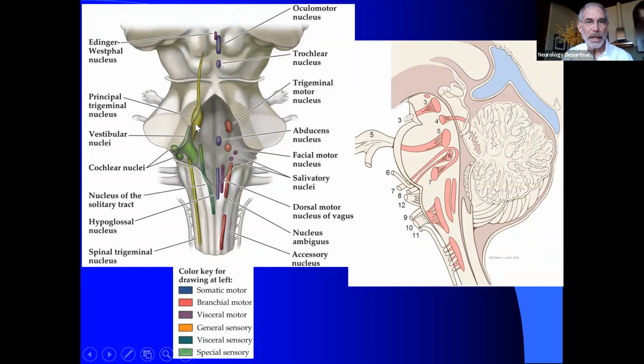Most of it is collected, though, as a principal sensory nucleus in the pons. And you can see some of these pathways. This is interesting. Again, the facial colliculus occurs because of the movement of the emerging cranial nerve 7 fibers, which go right around the cranial nerve 6 nucleus.